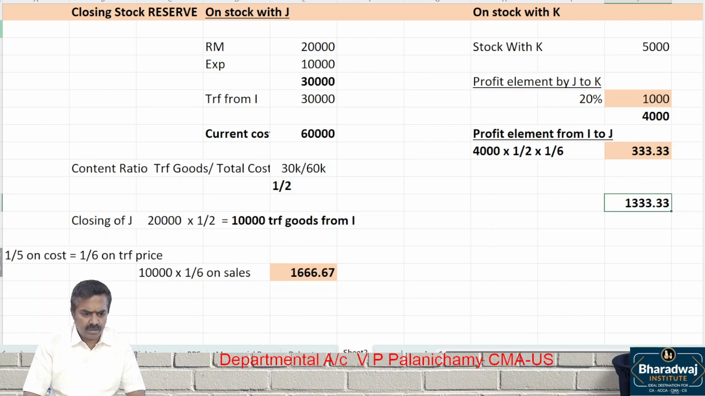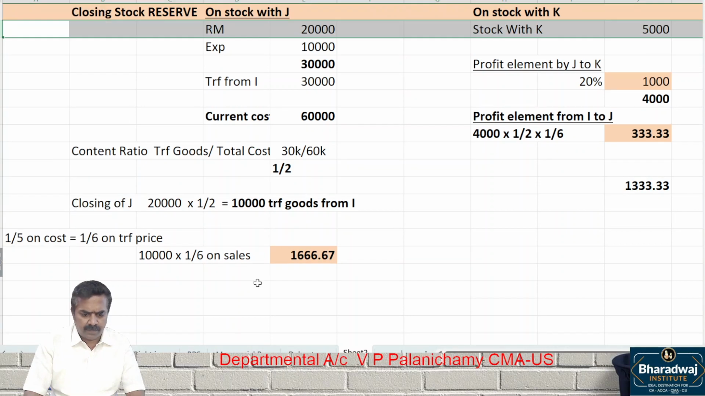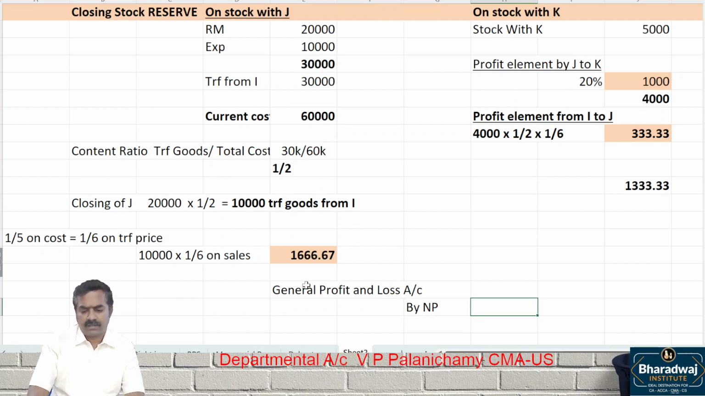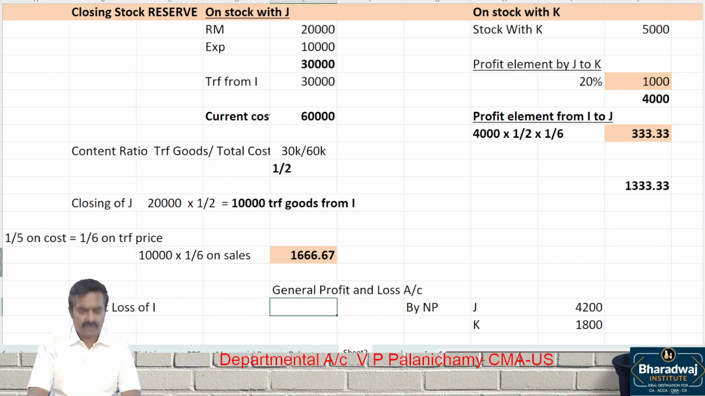Now, listen to it. We'll prepare a general profit and loss account. By net profit of which department is available? J and K. J, how much is there? 4,200. K, how much is there? 1,800. Then to net loss of which department? I. What is the net loss of I? 7,000.